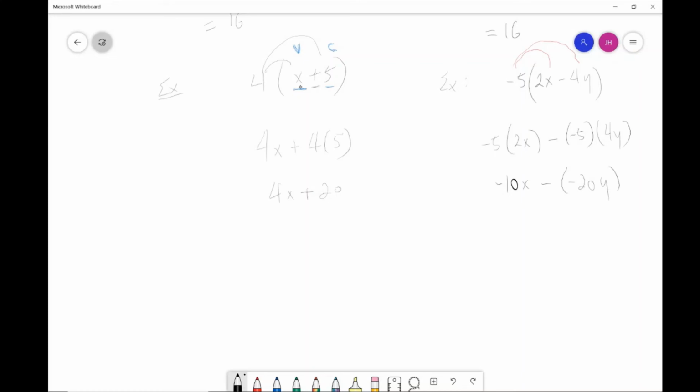Now, to make things straight, that will become negative 10x minus, well, minus an integer, so apply KCC: keep, change, change. That will become a plus. And then negative 20y will become a positive 20y. That's your final answer.